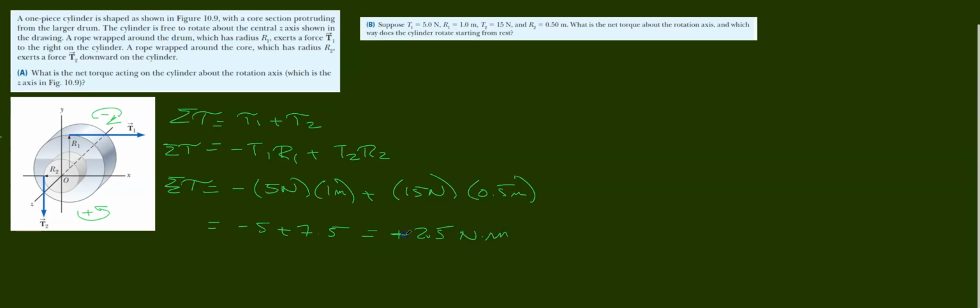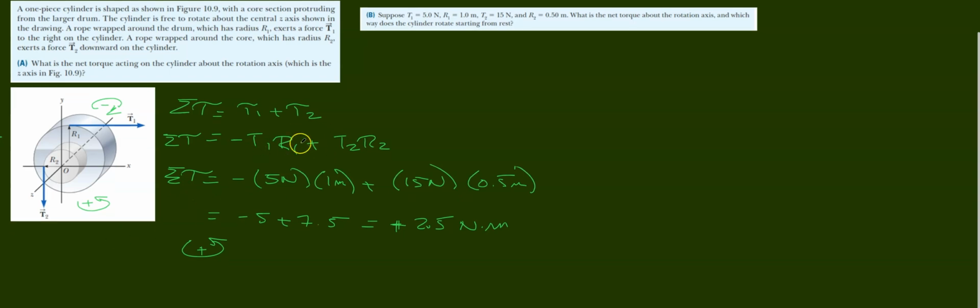So what does the positive mean here? It means that at the end, this whole system is going to spin positively like this, right? So T2 wins. As usual, we will practice more. We'll practice these concepts in class later. That's it for this concept of torque.